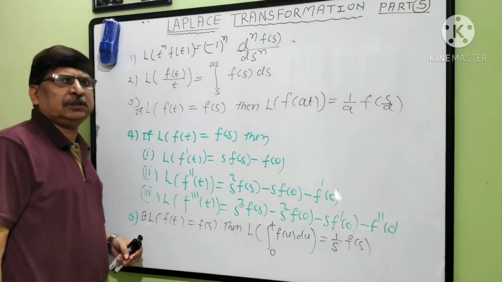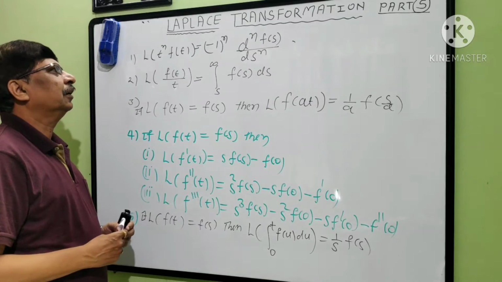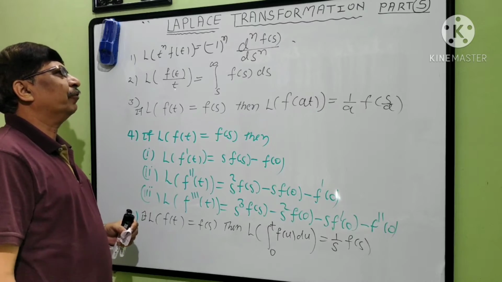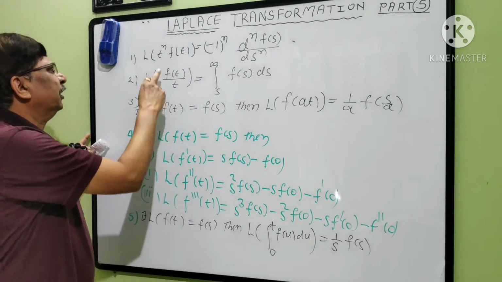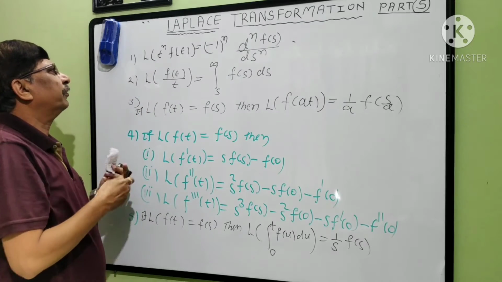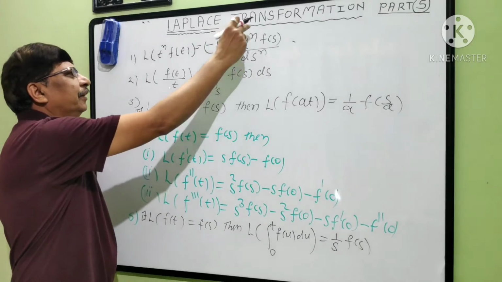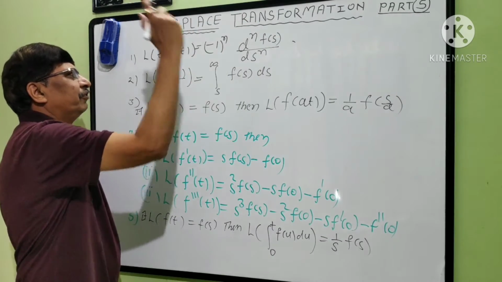Hello student. Now we are going to complete this Laplace transformation in part 5. Actually, I am going to revise again some important formulas. That is, the Laplace transformation of t raised to n f of t is minus 1 raised to n into d^n F(s) by ds^n.